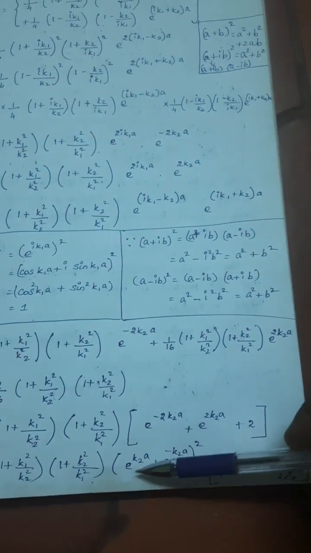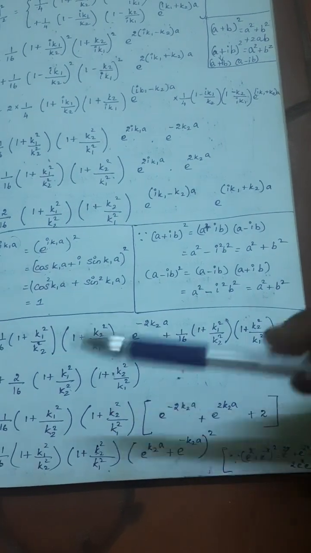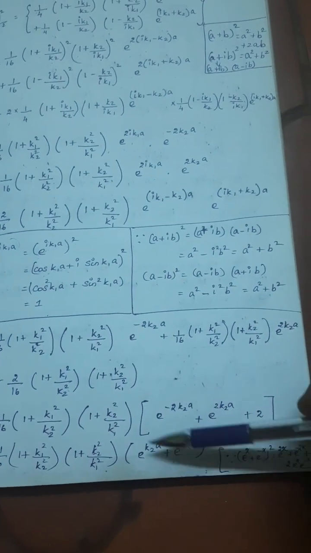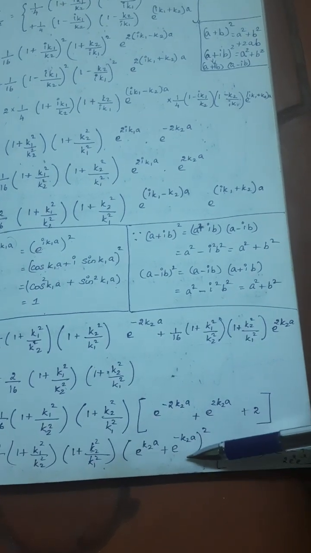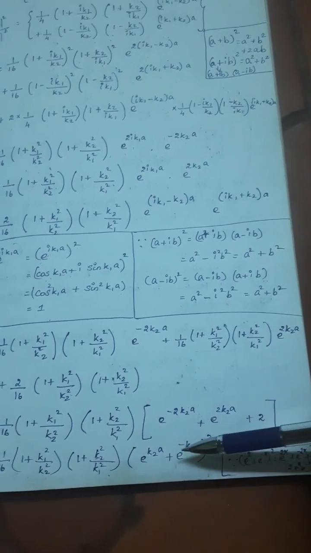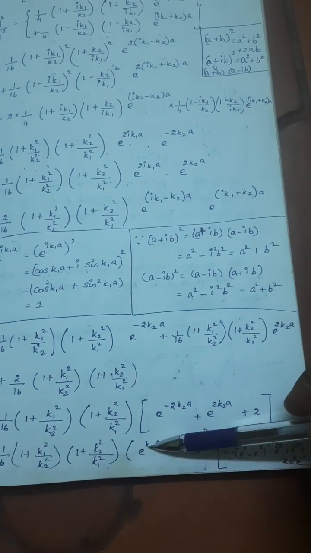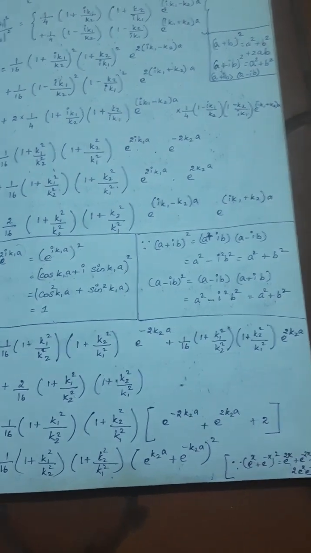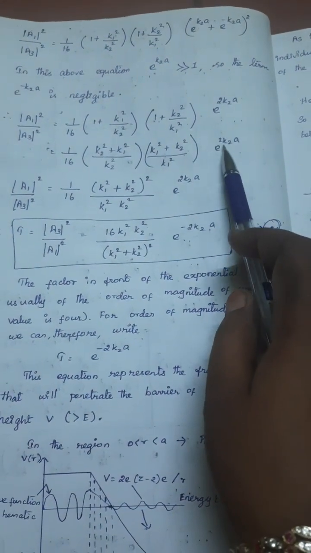In this case, e power K2a value is very much larger compared to 1. So the negative-sign term is very small when compared to 1, so automatically this term is negligible. So simply it is e power 2K2a. So simply this equation is e power 2K2a.